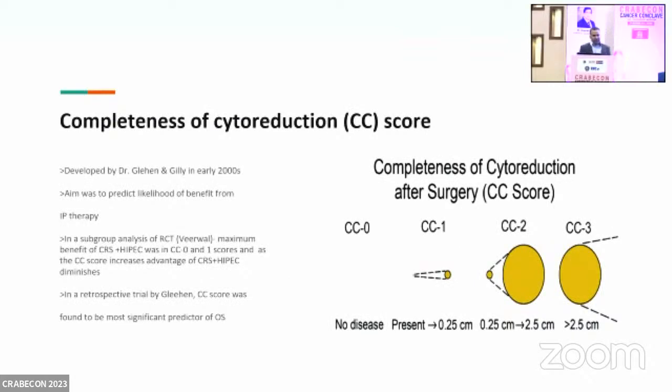It was developed by Dr. Sugarbaker and Gill in the early 2000s. The aim of developing this score was to predict the likely benefit from intraperitoneal chemotherapy. In a study by the Verwaal group, the maximum benefit of CRS and HIPEC was achieved when the CC score was 0 or 1. And as the CC score goes on increasing, the benefit of the HIPEC and CRS diminishes. So this completeness of cytoreduction score is also a predictor for overall survival.